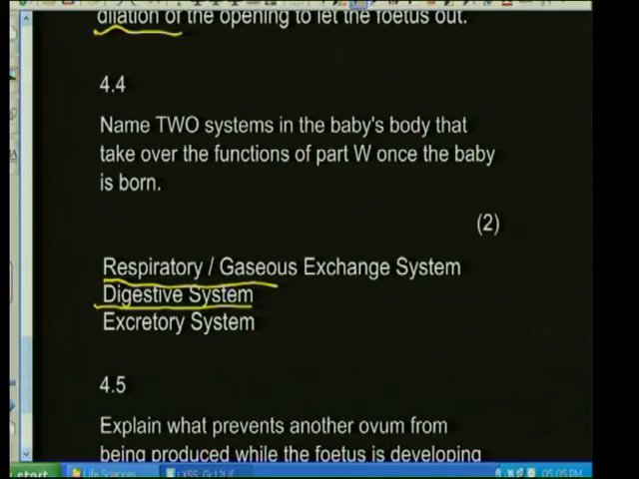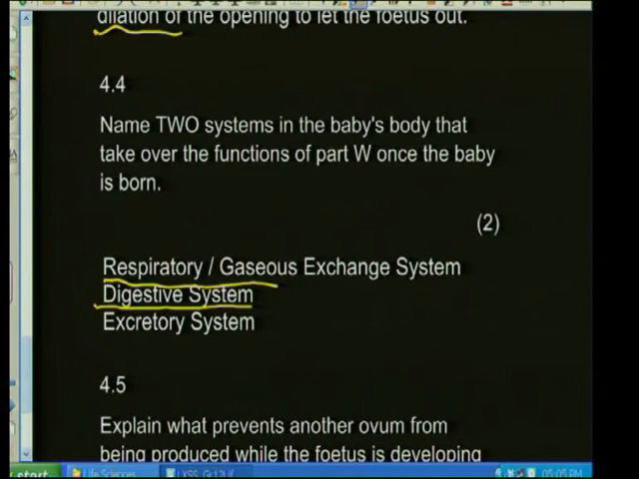Digestive system, because the baby needs to eat now on its own or drink milk or whatever, and its digestive system must do the work. Whereas while it was inside the mother's body, it received only digested food via diffusion via the placenta. And the excretory system, because it needs to excrete metabolic waste now on its own, whereas in the fetus stage, it was just sending all its waste to the placenta, from the placenta to the mother, from the mother's blood, it's going to be expelled out of her body. So she was doing all the work.